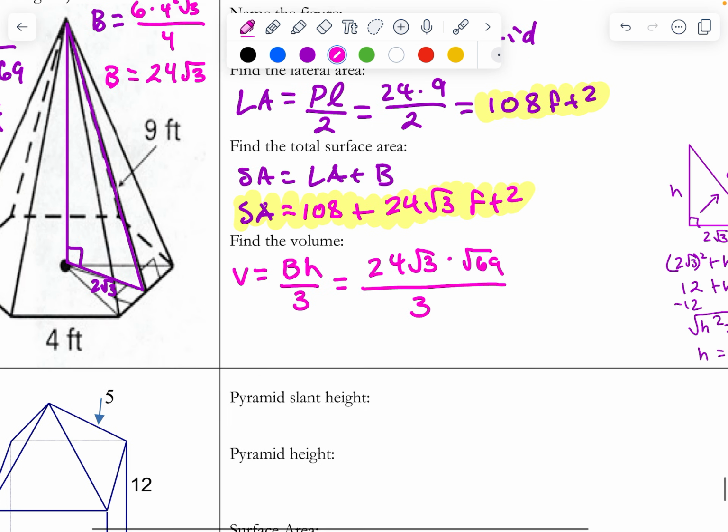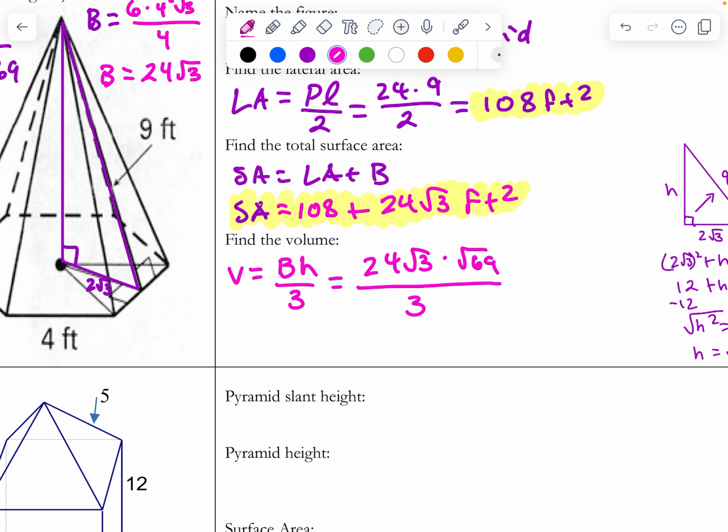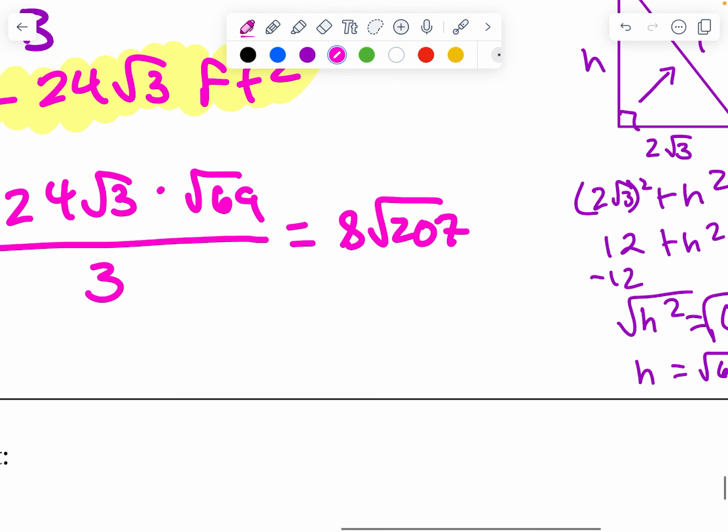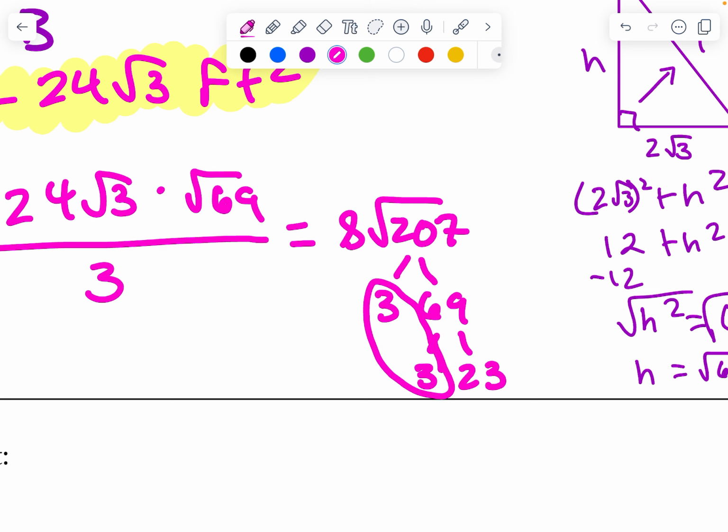So when we do this, we actually should end up getting 8 square root of 3 times 69, 207. But 207 can be broken down. Let's see, what can I break 207 down by? Let's try 3. Obviously it can be divided into 3 and 69. And then remember, 69 can be divided into 3 and 23. And then 3 is a prime. But because we have a pair of 3s here, that means we can pull out a 3.